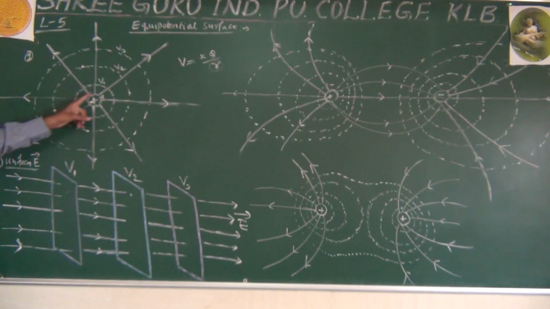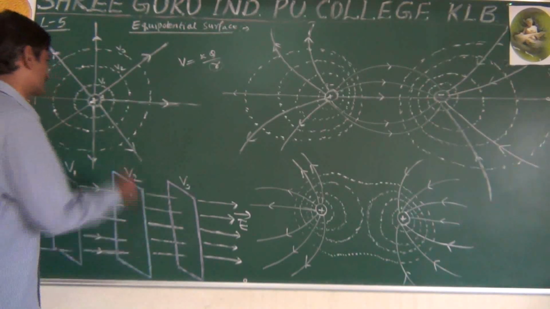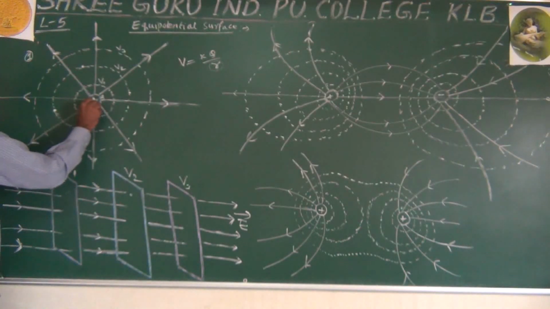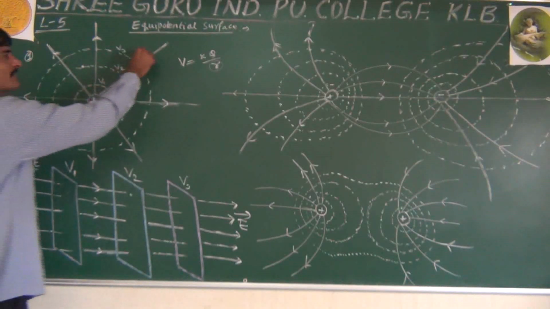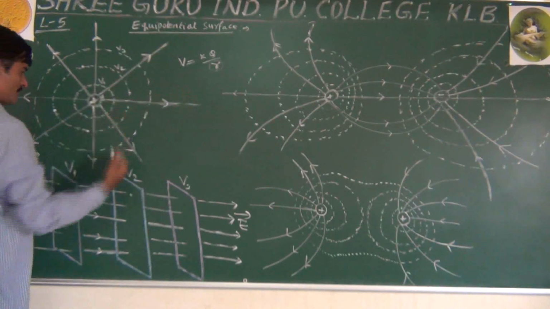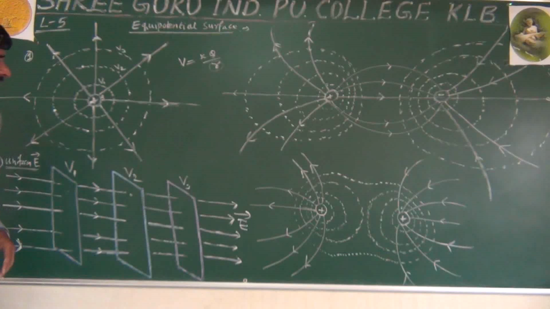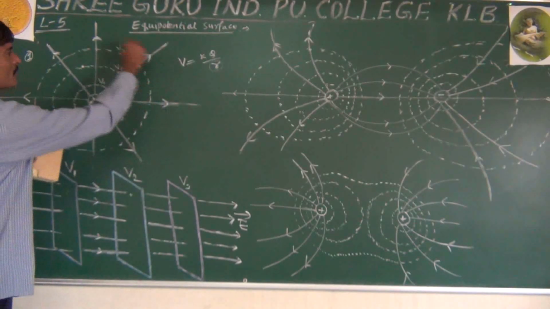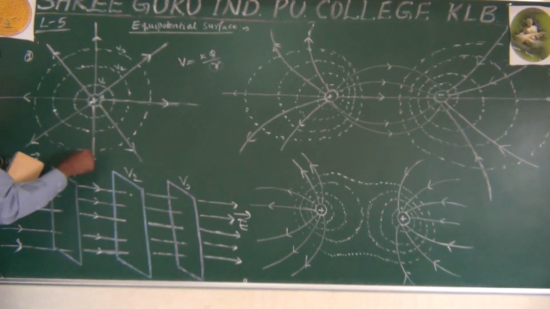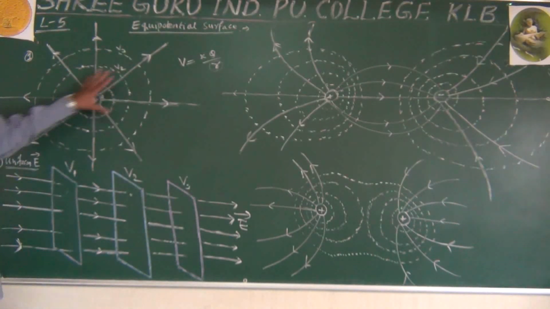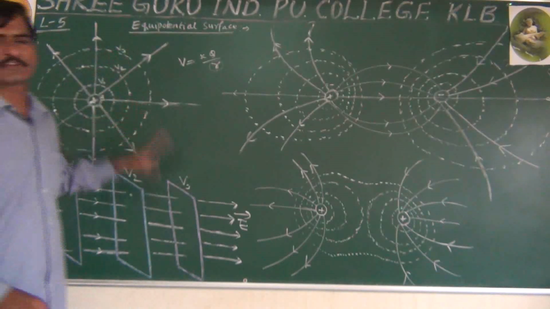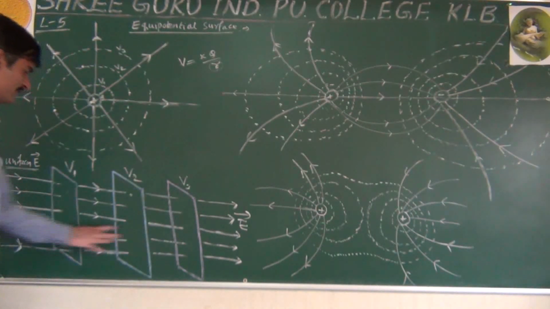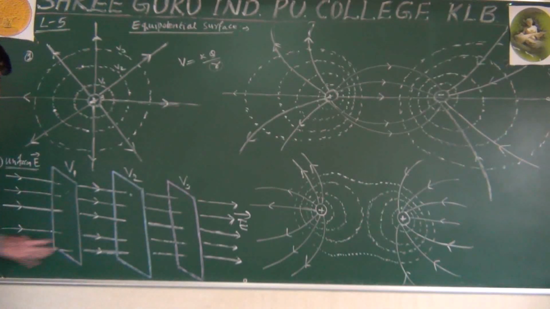This is the equipotential surface due to an isolated charge, either positive charge or negative charge. If it is a negative charge, the diagram will be the same, only these electric field lines will be inward. If it is a negative sign, change this arrow mark. So that will be the diagram for the equipotential surface of an isolated negative charge. Understood? So this is for a uniform electric field.